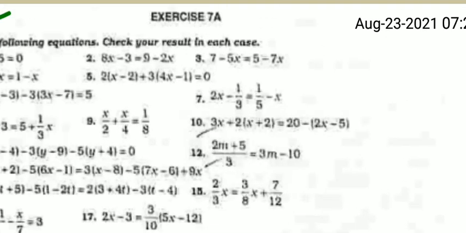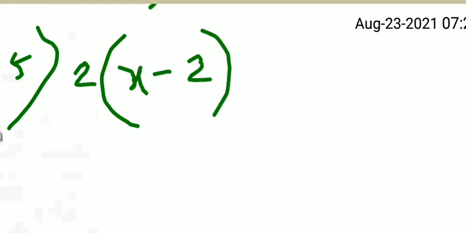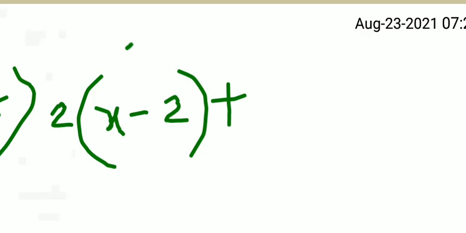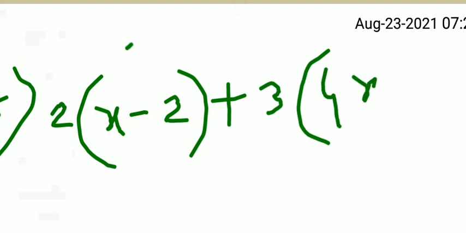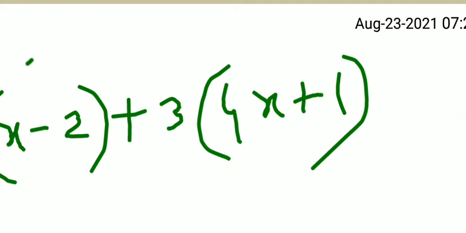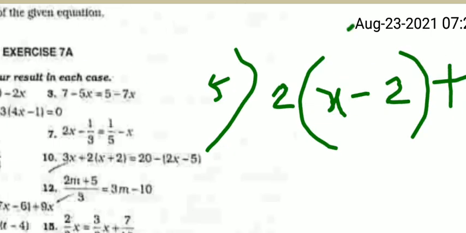Next, question number 3 is also the same type of question, 4 also the same. Question number 5, now I am going to solve. 2 into x minus 2, plus 3 into 4x minus 1, equal to 0.